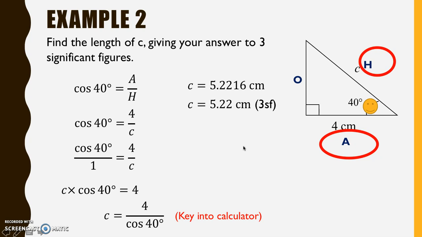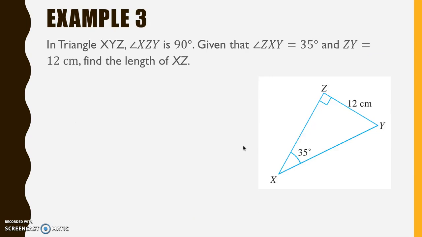Okay, so let's move on to example 3. In example 3, in triangle XYZ, you are given that XZY is 90 degrees. Given that ZXY is 35 degrees and ZY is 12 centimeters, find the length of XZ. They want me to find this length over here. So, business as usual.